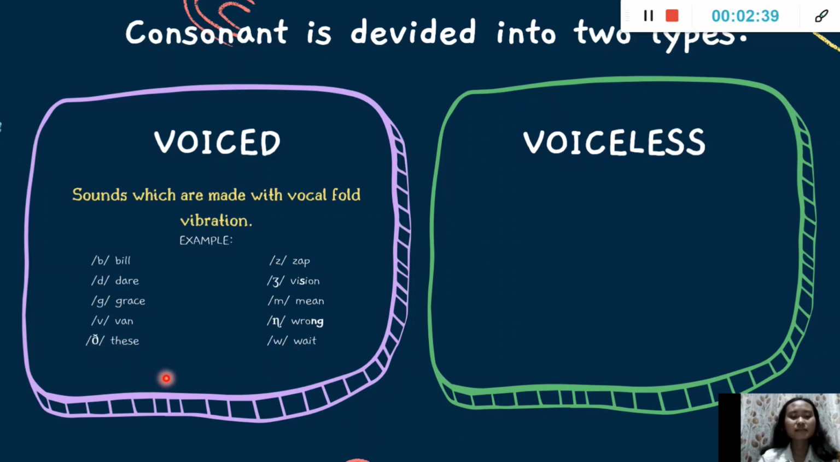th as in this, v, v as in way, y, y as in yet, l as in let, j, j as in judge, and r.